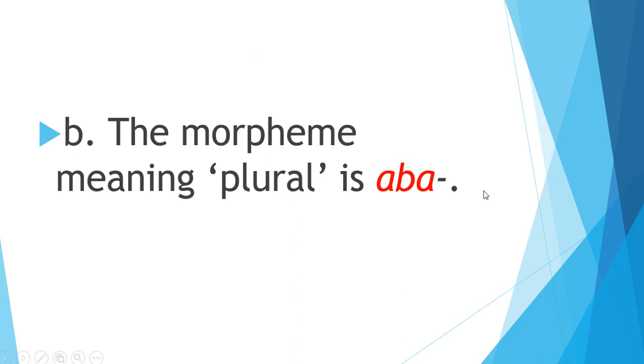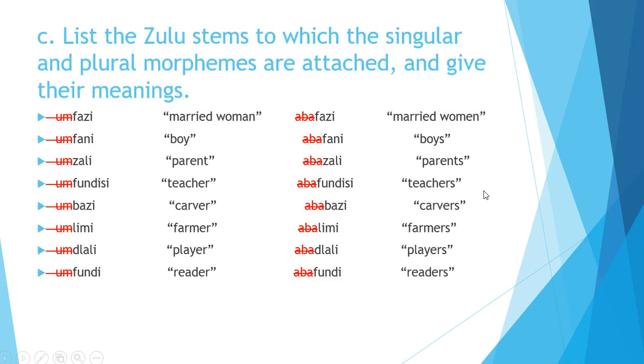Now let's see the third question. It says, list the Zulu stems to which the singular and plural morphemes are attached and give their meanings. So we have seen until now that the singular prefix means singular in Zulu, and that the prefix aba means plural in Zulu.